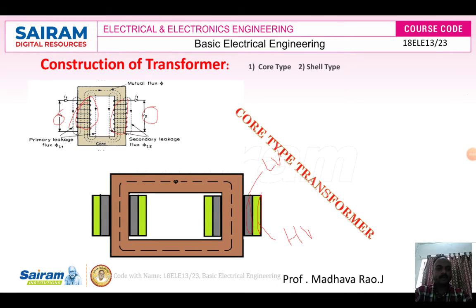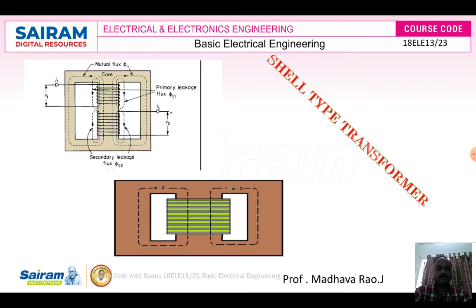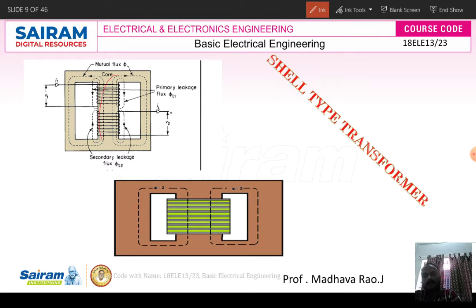And coming to the second type, the shell type transformer. The shell type transformer has three limbs, two side limbs and one central limb. Both the primary winding and the secondary winding are placed on the central limb of the transformer. It has two magnetic flux paths. The central limb divides the magnetic flux path into two ways, that is pi by 2 and pi by 2. Here we can observe the central limb of the transformer, and the magnetic flux is divided into two ways. This is one way and this is another way.